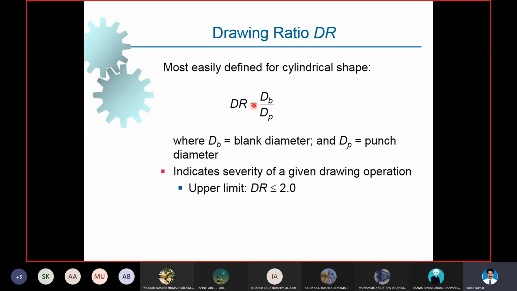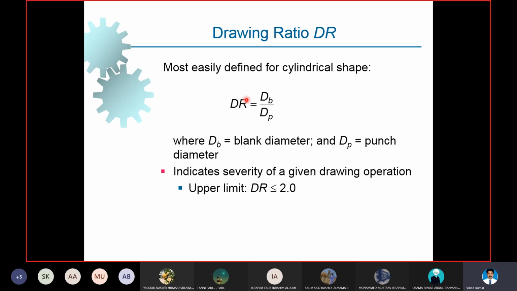So what is the drawing ratio here? Diameter of the blank divided by diameter of the punch. The blank is the initial diameter of the material, and the punch is the final or inner diameter of the cup-shaped or box-shaped product you produce. dp is termed the inner diameter of the workpiece, or the diameter of the punch. So db is the diameter of the blank and dp is the diameter of the punch. The requirement for drawing operation, if drawing is to take place, is that it must be less than or equal to 2.